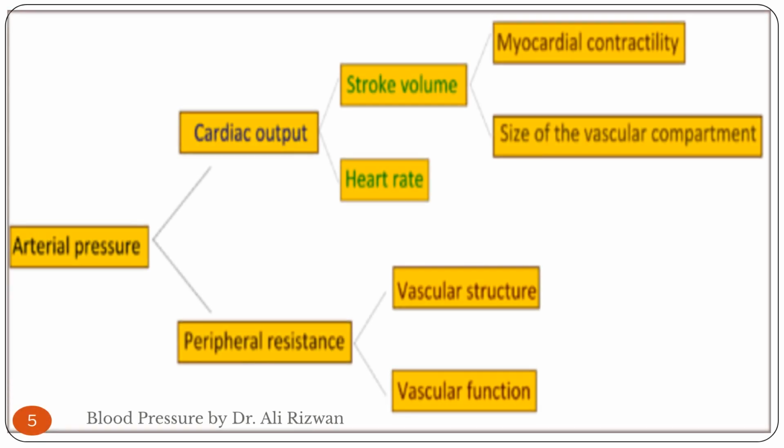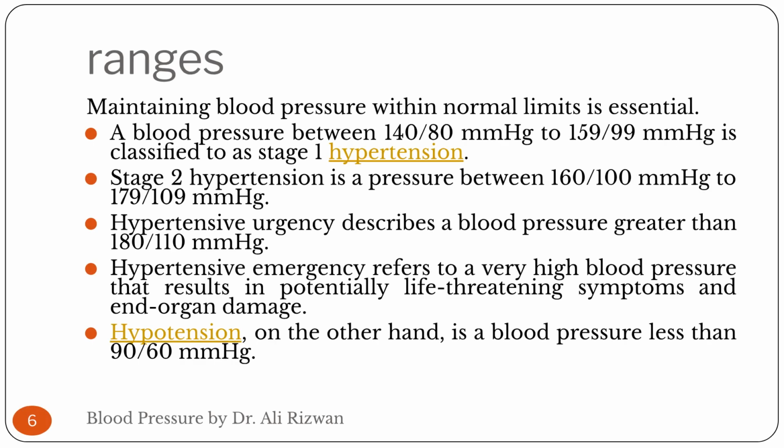This diagram illustrates the various physiological components that influence arterial pressure, including factors affecting cardiac output and peripheral resistance. Maintaining blood pressure within normal limits is essential. Readings are classified into categories ranging from normal to stage 1 and stage 2 hypertension, hypertensive urgency, and emergency. Hypotension is defined as a blood pressure less than 90/60 millimeters of mercury.